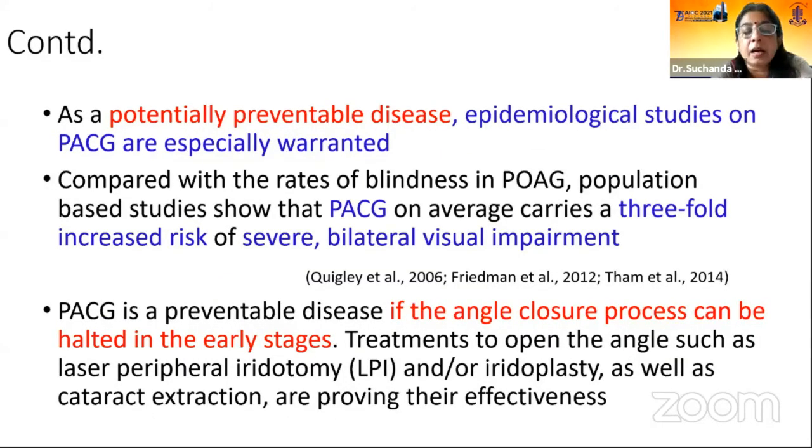PACG also carries a much higher risk of severe bilateral visual impairment. But what is the brightest light at the end of this dark tunnel? That PACD is a potentially preventable disease. And if the angle closure is halted in the early stages by treatments like laser peripheral iridotomy and or iridoplasty or lens extraction, medical therapy, then we can actually stop many from getting blind.